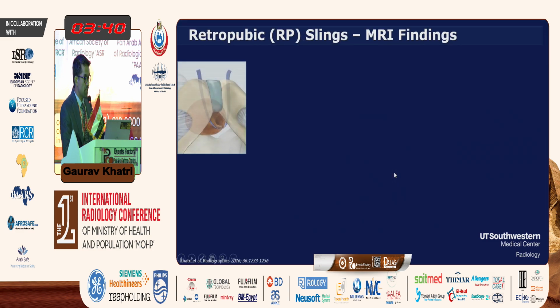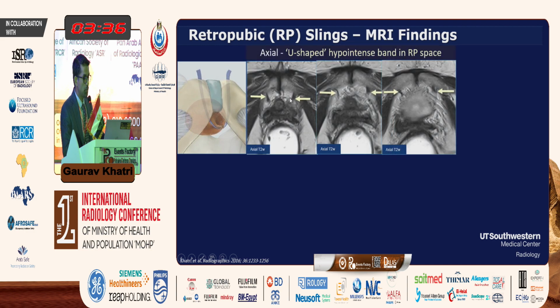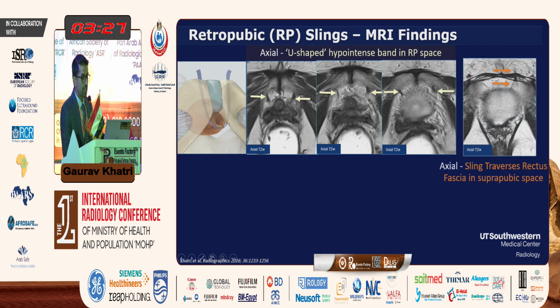So on MRI, again, we're looking for the sling material. You see this dark band that's hypointense on T2 going into the retropubic space. This is the urethra, and as it's going anterior and superior, you can see this between the pubic bone and the bladder. And as it goes even higher, you can see the sling going through the rectus fascia on either side. This is the normal appearance.